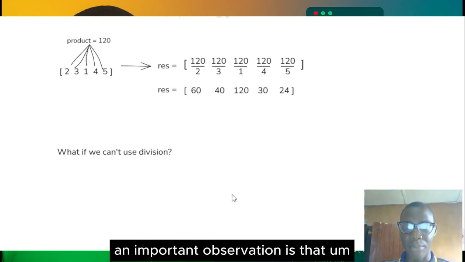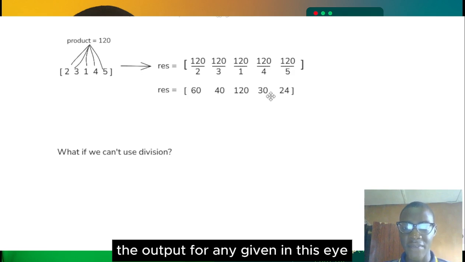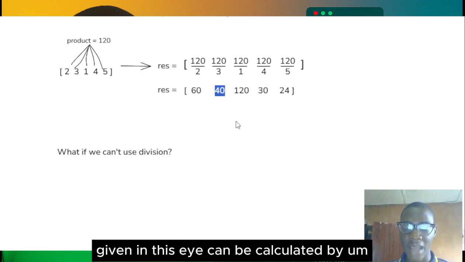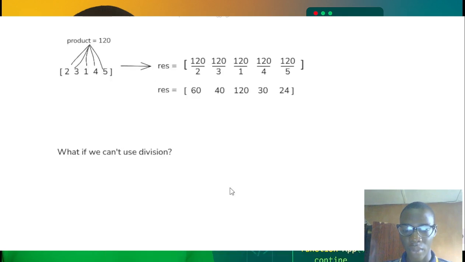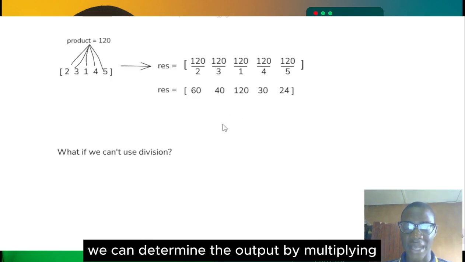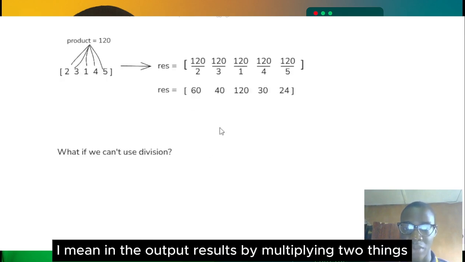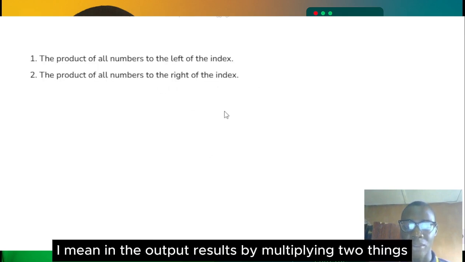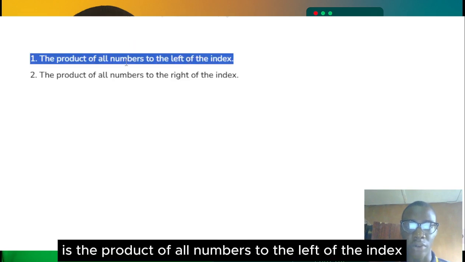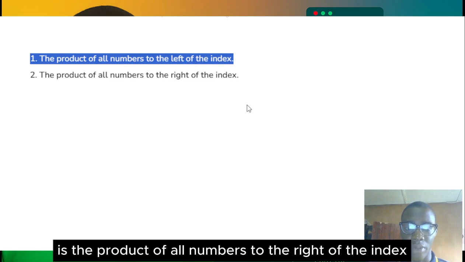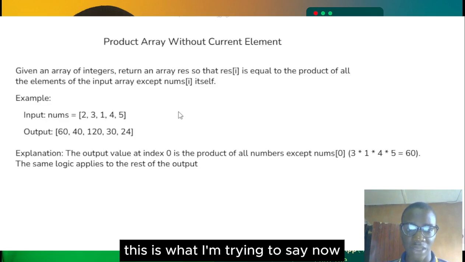Well, an important observation is that the output result for any given index can be calculated by multiplying two things. So we can determine the output for any index in the output results by multiplying two things. First is the product of all numbers to the left of the index, and second is the product of all numbers to the right of the index. This is what I'm trying to say now.